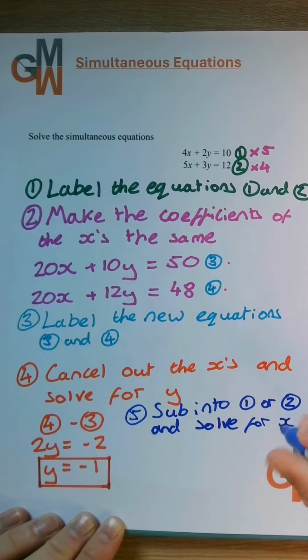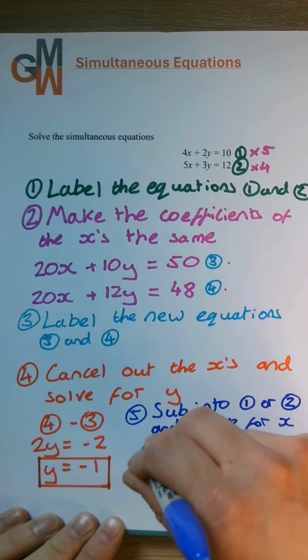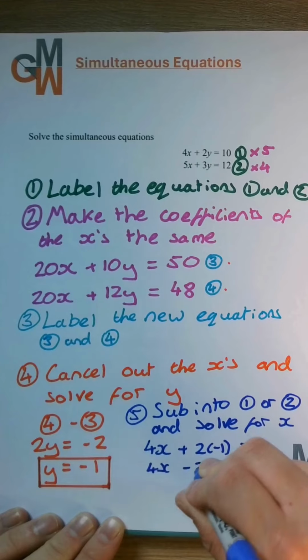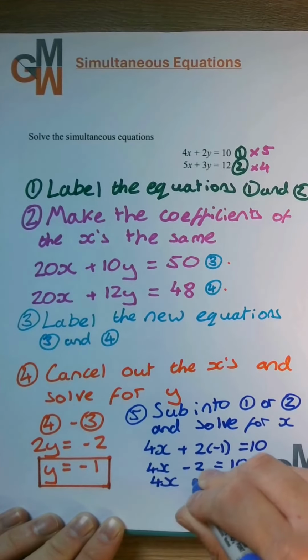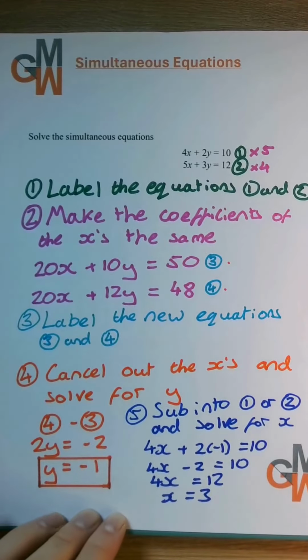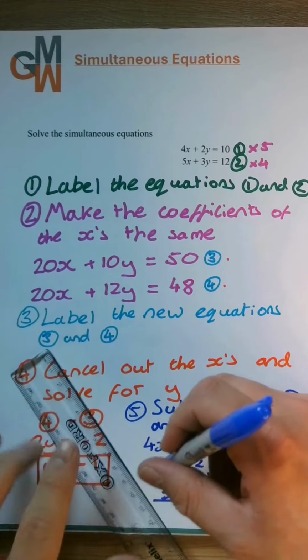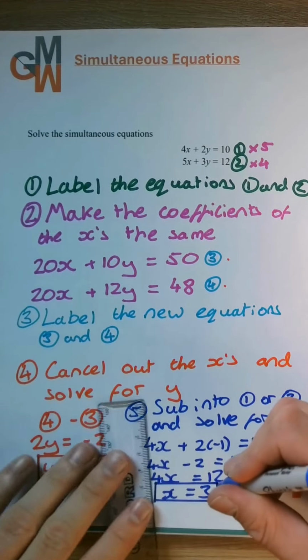Our last step, now that we know that y is minus 1, we can sub that into either our first or second equation. For this one here, I'm just going to sub it into our first one. So we get 4x minus 2 is equal to 10, and solving for this we get x is equal to 3. So our answer is x is 3 and y is minus 1.